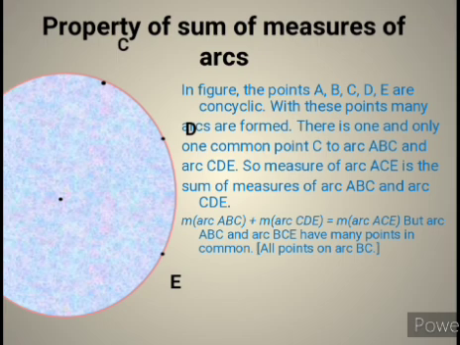But arc ABC and arc BCE have many points in common. So the measure of major arc ABE is not equal to major arc ABC plus major arc BCE. Here we have seen some examples in 8th standard also. The sum of the arcs formed in a figure is equal to 360 degrees, and here we see arc ACE is formed by major arc ABC and CDE.